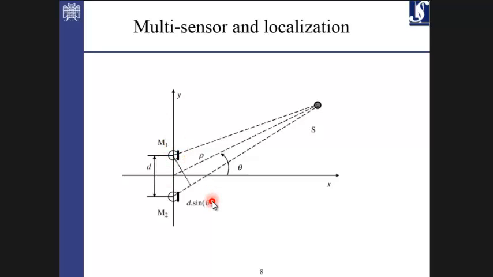And we can easily calculate this delay based on the distance between the two microphones, which is D, and the angle of arrival. Assuming the origin is exactly in the middle between the two microphones, and the angle of arrival is theta, it's easy to say that d times the sine of theta is this distance.